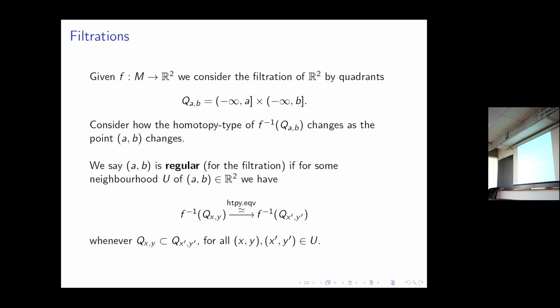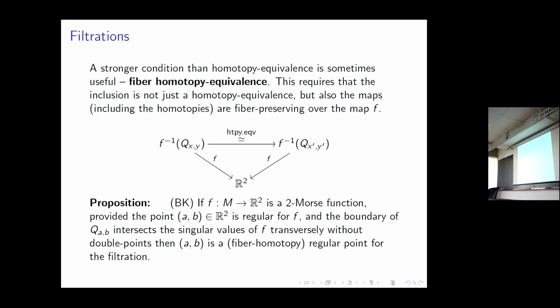That's a fairly weak notion of regular. A stronger notion of regular that comes up is you could demand that those maps are not just homotopy equivalences, but the homotopy equivalences give you little commutative diagrams when you project down to the plane. So like fiber homotopy equivalences. And this comes up a lot, and this is a very useful way of manipulating these filtrations.